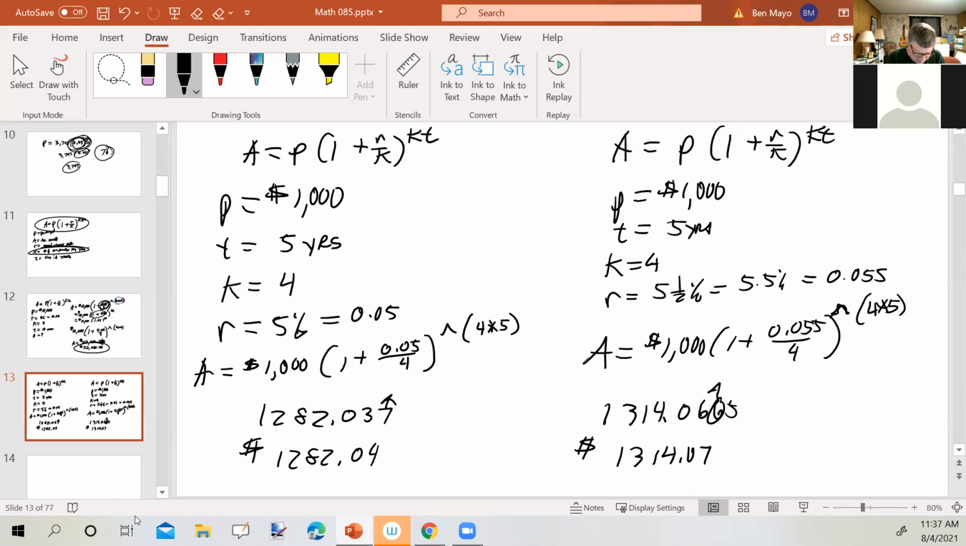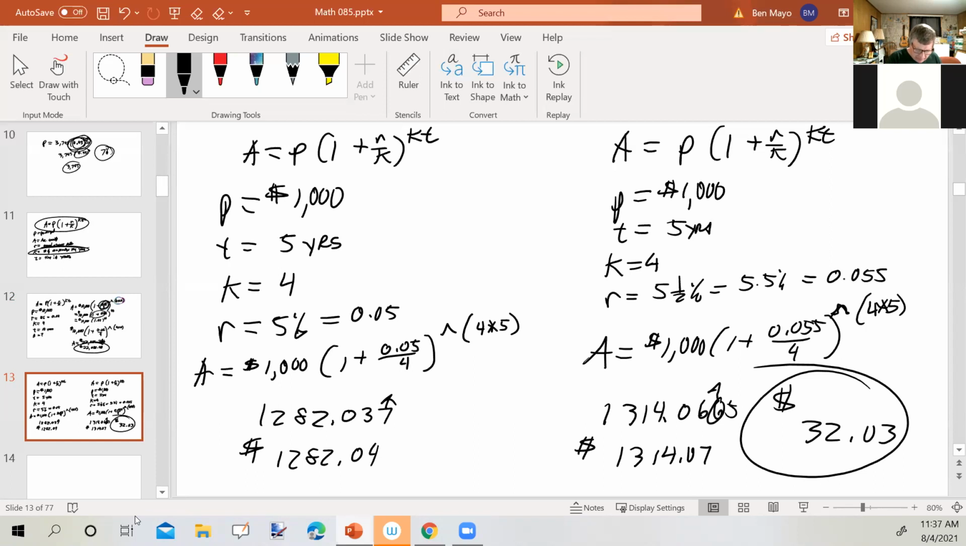So now I'm going to take 1314.07 minus 1282.04, and the difference is $32.03. So that may not seem like a lot, but investing $1,000 over a 5-year period, if you have a 0.5% higher interest rate in this scenario, you get $32.03 more. Okay. So if you're collecting money, the higher the interest rate, the better it is for you.